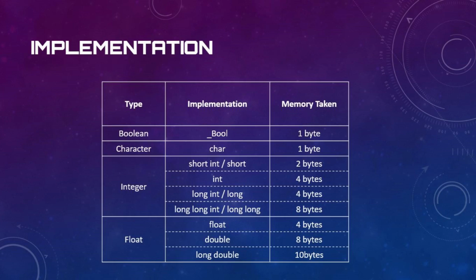So coming to the float, we have float, double, and long double with 4 bytes, 8 bytes, and 10 bytes respectively. And remember, the memory taken by these data types may differ from machine to machine and compiler to compiler. If I use a 64-bit compiler, a long double may use 16 bytes of memory. It's all about the machine and the compiler which we are going to use. So that is why C is a machine dependent language.